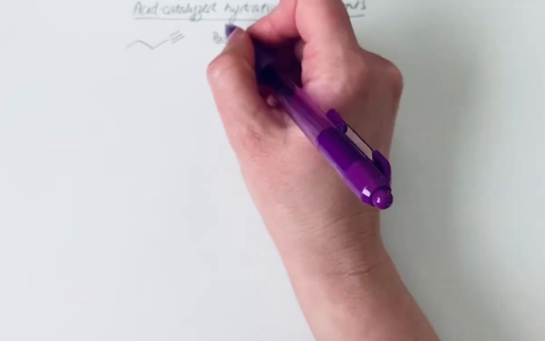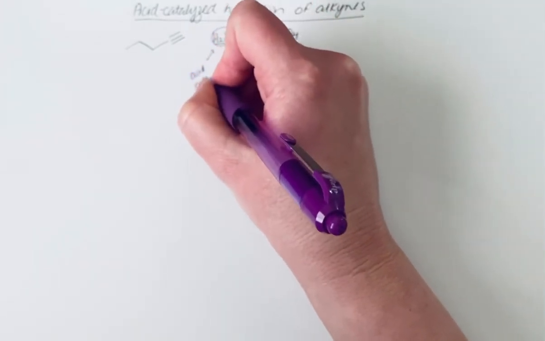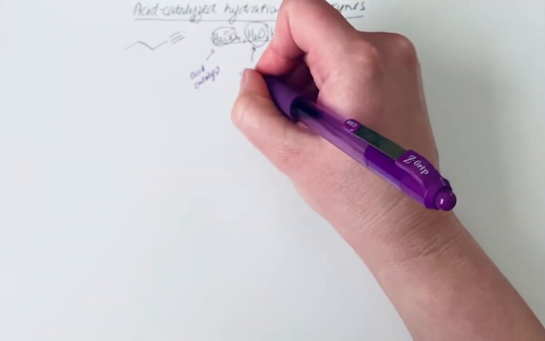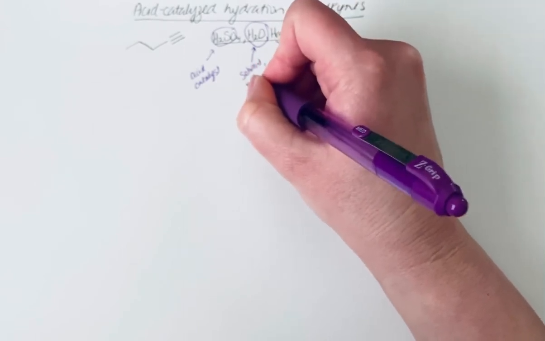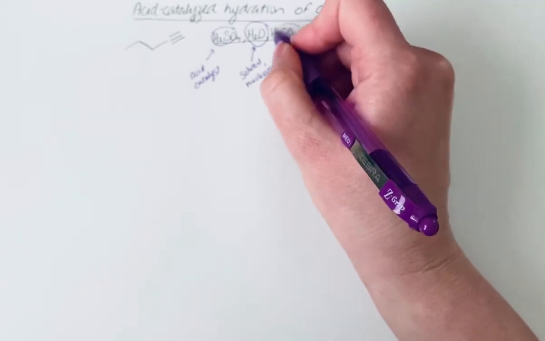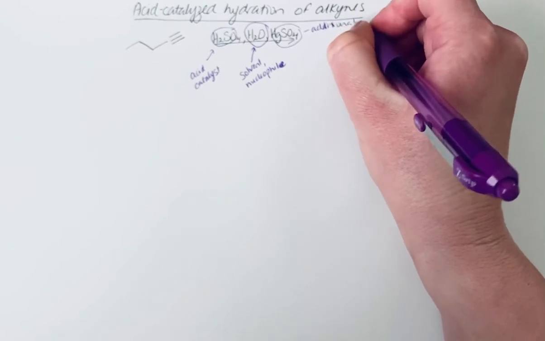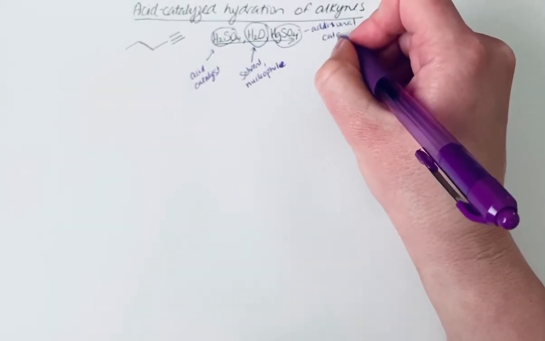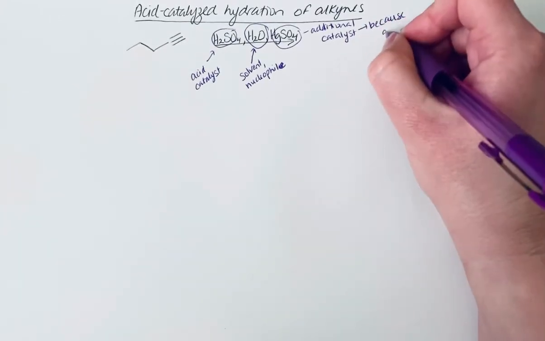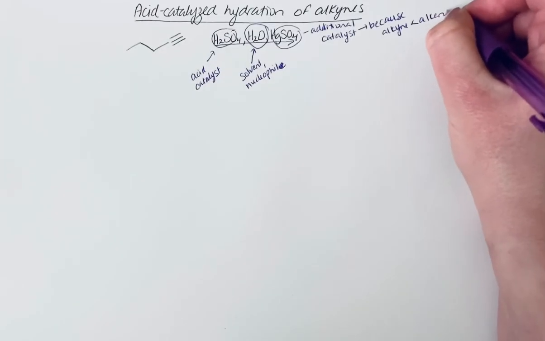Okay, so what we have is our acid catalyst, water is your solvent, and it's also the nucleophile in this reaction. And the mercury sulfate is an additional catalyst. And again, we need that additional catalyst because alkynes are less reactive than alkenes.